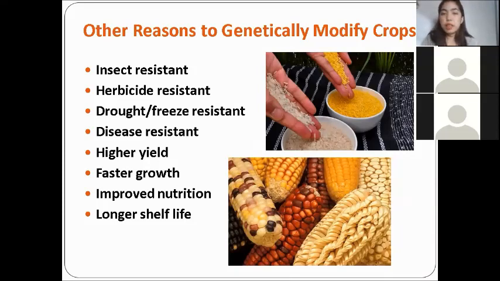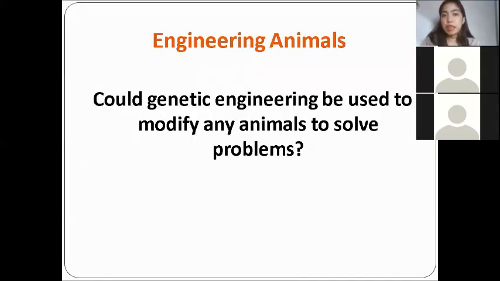Next is engineering animals. So could genetic engineering be used to modify any animals to solve problems? We have different problems again, aside from plants, the crops and the farmers. There are also problems with animals. So, how did genetic engineering help? The first example is the bioluminescent animals.